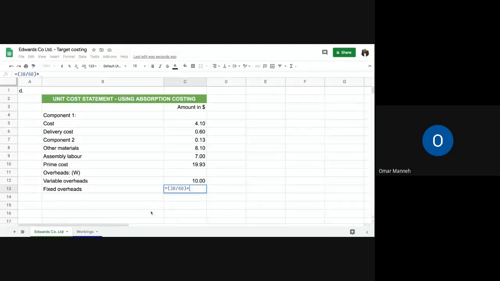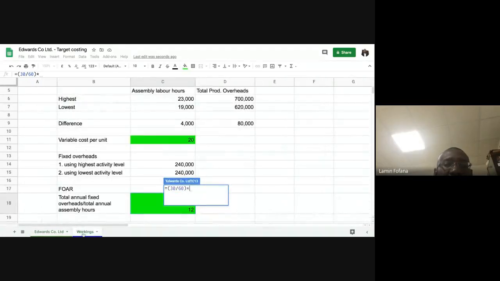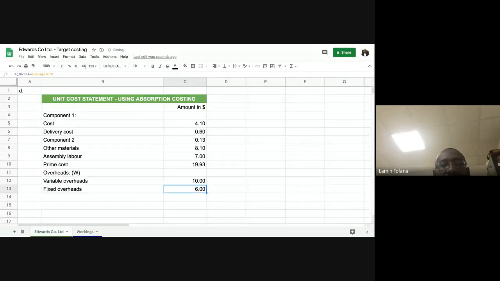You can go to the next cell. I just click on the workings, and then I go to the cell that has got 12, then I enter. Okay, so that's the fast way of doing it. When you look at this formula, the only difference it will have with this will be the cell reference for the fixed overhead. So you can copy this formula and modify.